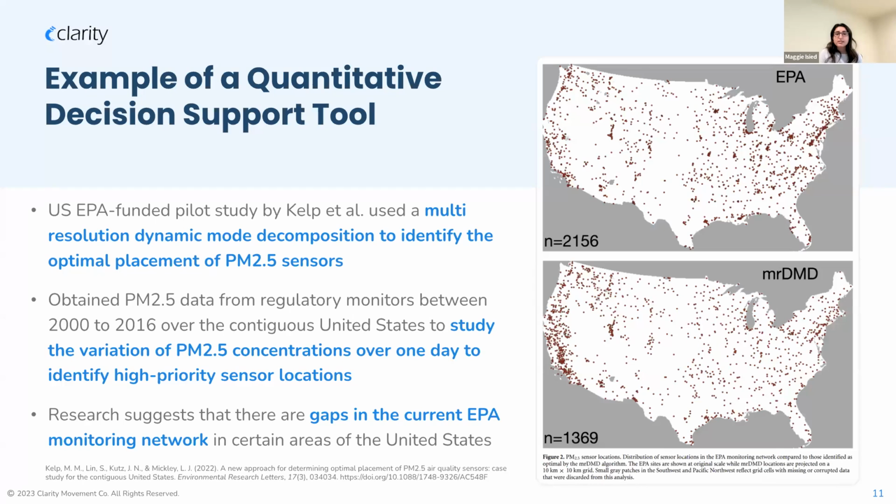And the results of this study suggest that there are major gaps in the current US EPA monitoring network in certain areas of the United States, particularly the West Coast. And so the image on the left shows two maps. The top map shows US EPA monitoring locations in 2016, and the bottom map shows basically more ideal areas where additional monitoring would benefit the area.